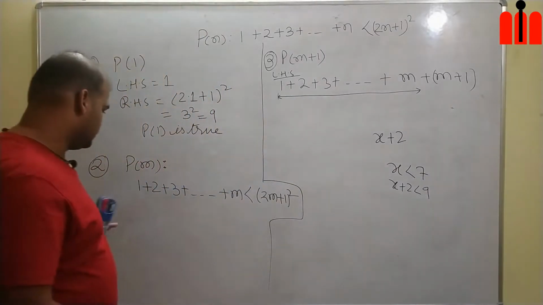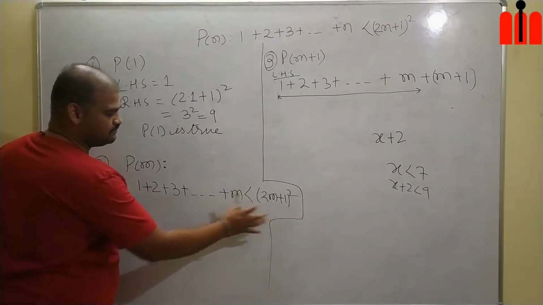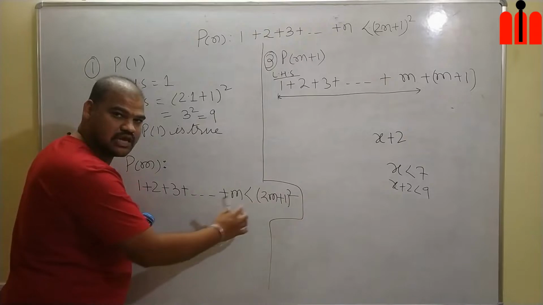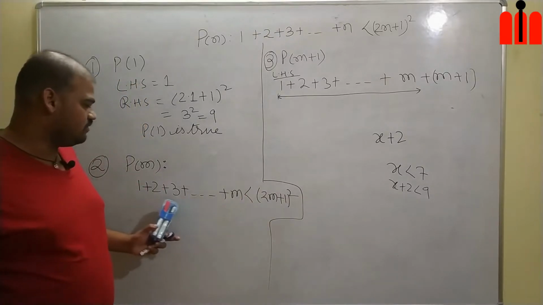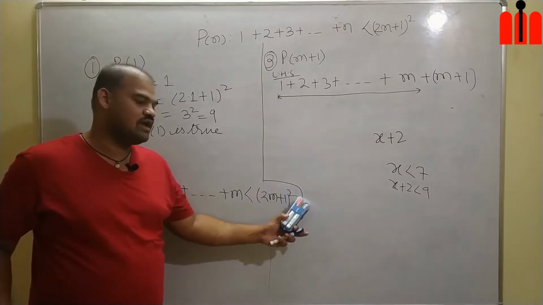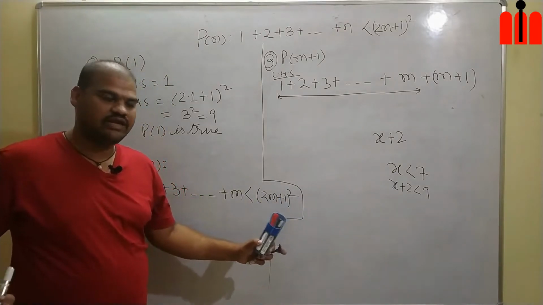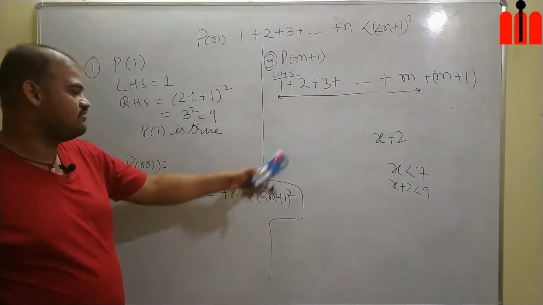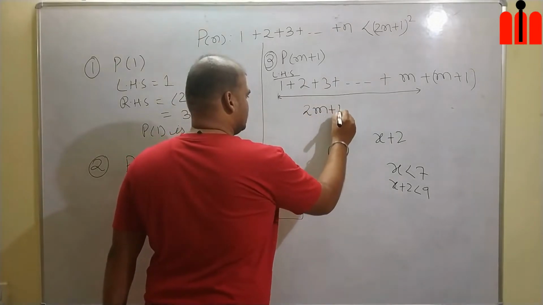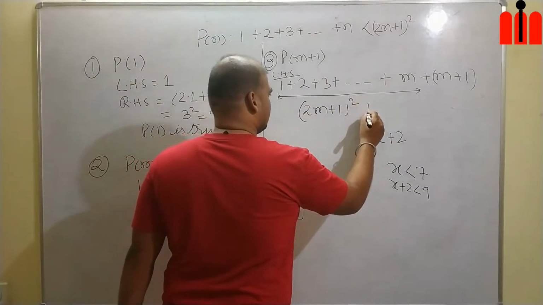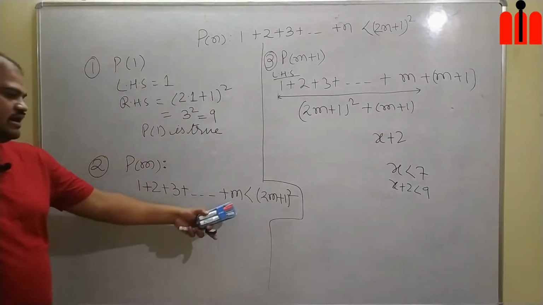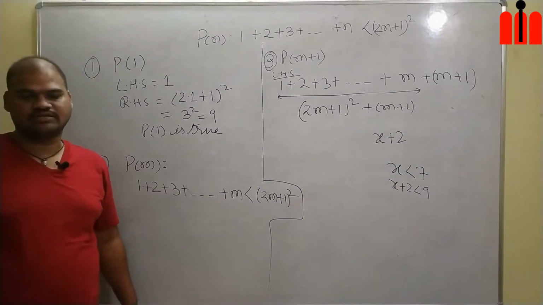Similarly, this term is less than this term. Now I will add m plus 1 on both sides. Then it will be 1 plus 2 plus 3 up to m plus 1 is less than (2m+1)² plus m plus 1. Are you getting it? So I am adding m plus 1. Same thing I will do here. So here I will write (2m+1)² plus m plus 1. What I had done, I had added m plus 1 on both sides.